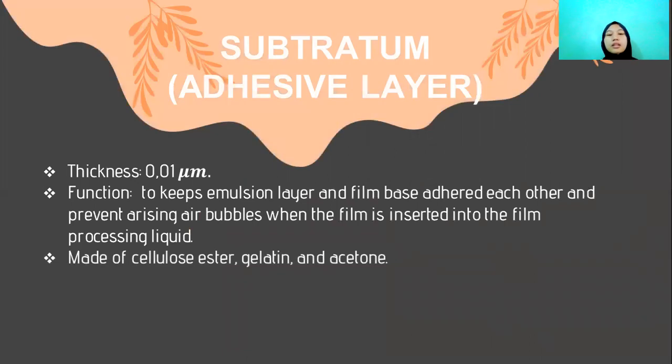The second composition is substratum or adhesive layer. Substratum or adhesive layer has a thickness of 0.01 micrometers. It has the function to keep the emulsion layer and film base adhered to each other and prevent air bubbles arising when the film is inserted into the film processing liquid. Adhesive layer or substratum layer is made of cellulose ester, gelatin, and acetone.